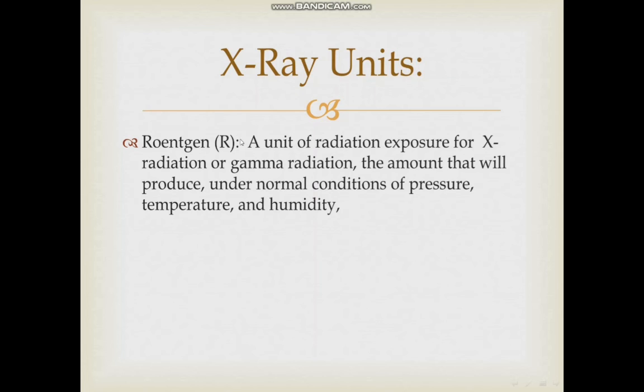X-ray unit. The roentgen is a unit of radiation exposure for X radiation or gamma radiation. It is the amount measured under normal conditions of pressure, temperature, and humidity.